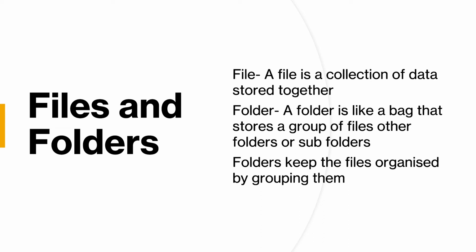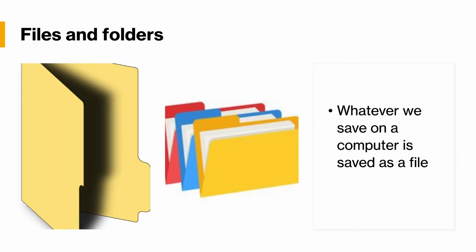Whatever you save on a computer is saved as a file. You can save it, you can rename it, you can delete a file. Now here you can see how an icon of a folder looks. It can be named according to what it contains. And these are the files inside a folder.